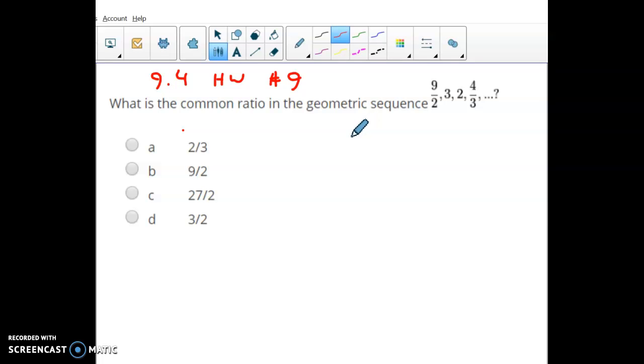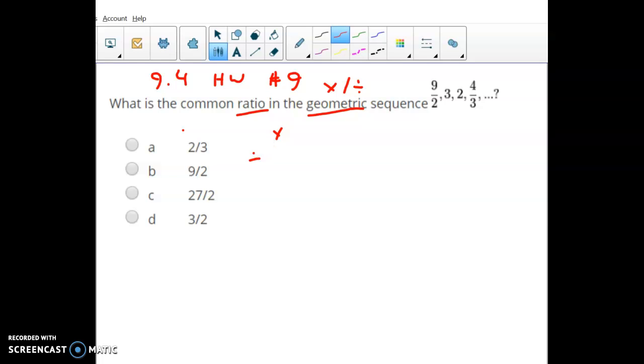Okay, this is to help with 9.4 homework number 9. We have to find the common ratio in this geometric sequence. Geometric sequence, again, is a multiply or divide sequence, but technically it's probably better to think of it as a multiply, right? Because the common ratio is the number that you multiply by.